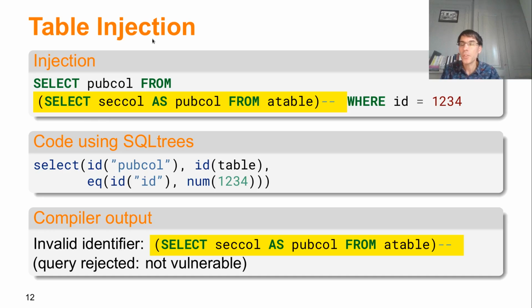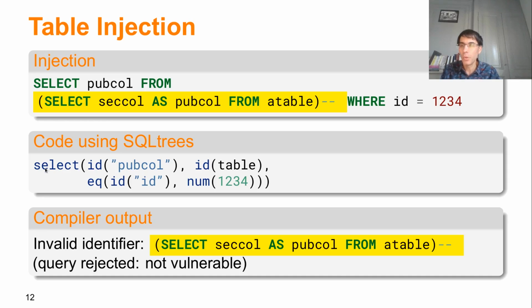Another kind of injection is table injection. The principle is quite similar. You want to select a public column from some table where ID is 1, 2, 3, 4, and the attacker provides, instead of a table name, a subquery which will make you select a secret column from some table and rename it as pubcall, so that it will be displayed by the query.